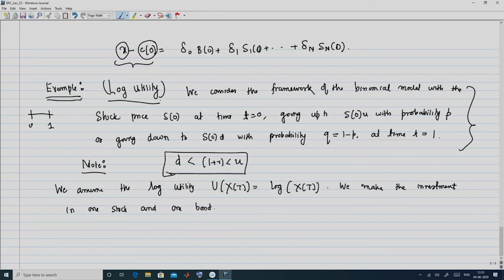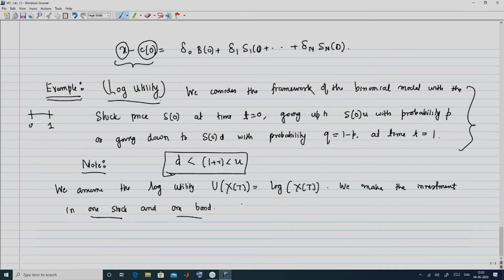So, this is a very simple example wherein I am considering the investment in one bond as in the general market model, but instead of investing in a capital N number of stocks, we just invest in one stock. And then let us see how the optimization problem in this case pans out. So, we have made an investment in one stock and one bond. Since we just have delta naught and delta 1, I will let delta denote the number of stocks.